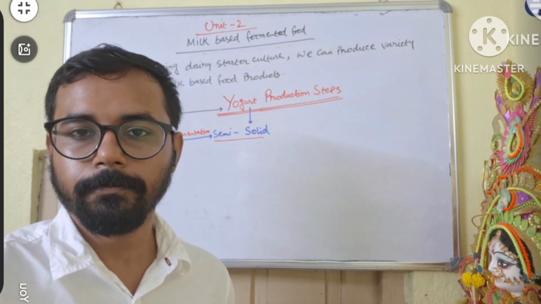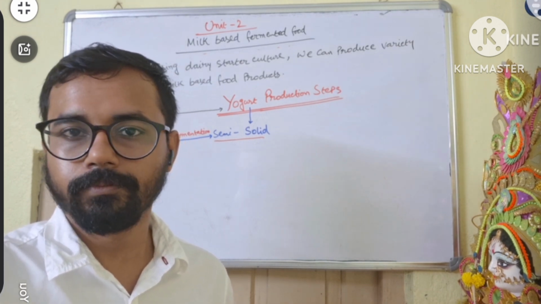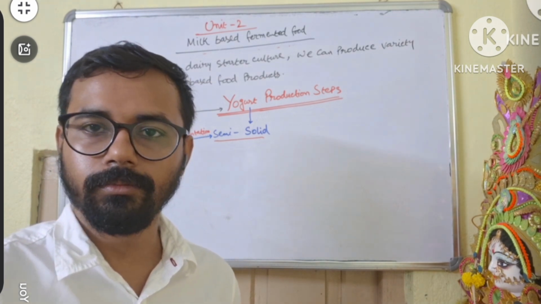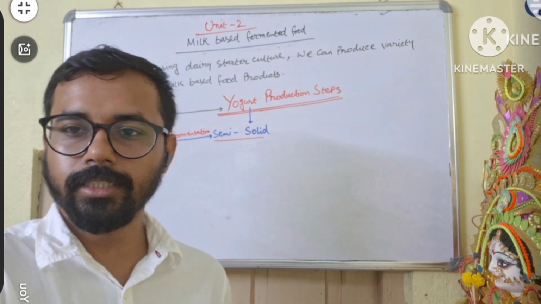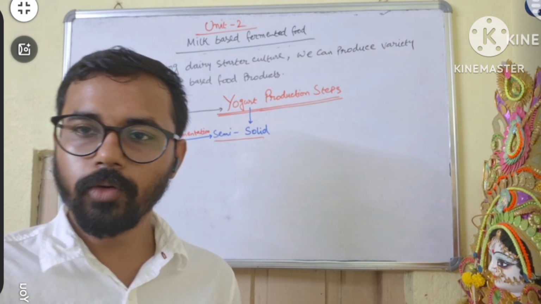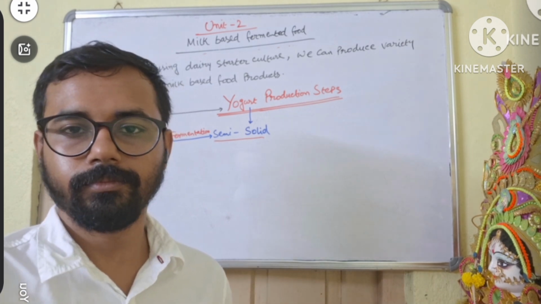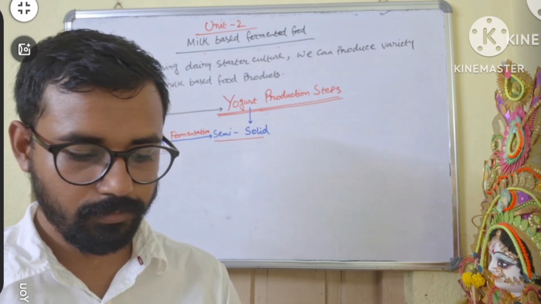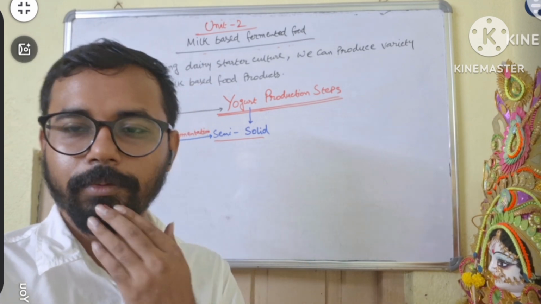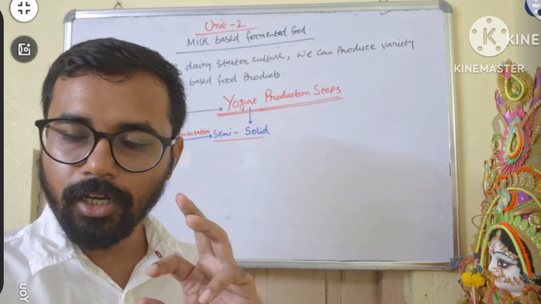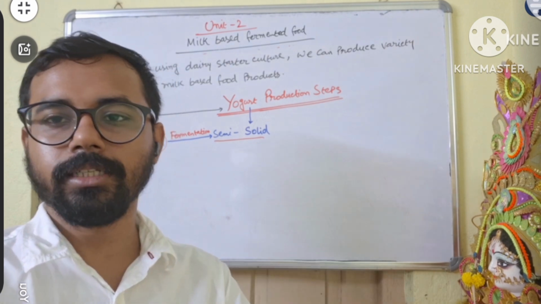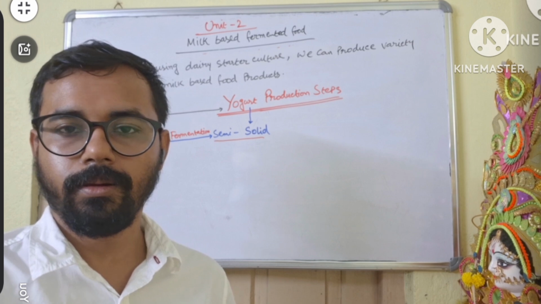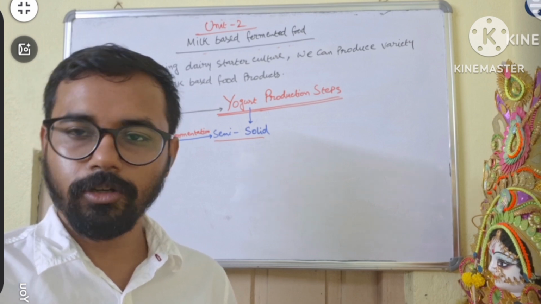And how does the liquid form convert into solid form? Any answer, any guess from anyone? Online, offline students, anyone? How do these changes occur from liquid to solid? Sir, growth of bacteria. That means fermentation. So how does the growth bring about these changes? Bacteria growth, correct.